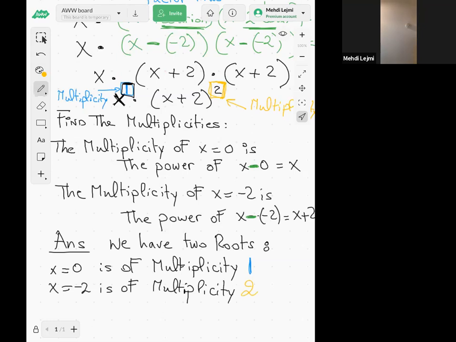Okay, so you see, guys, how we find the multiplicity. You have to factor. Once you factor, the multiplicity is the power of x minus your solution. So for example, if my solution is -2, then I have to look for the power of x minus -2, which would be x plus 2. Here I have x plus 2 squared, so the multiplicity is 2.